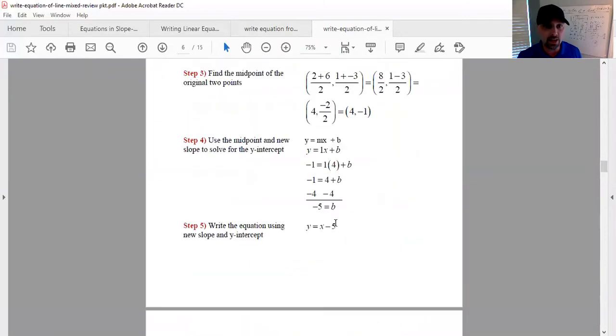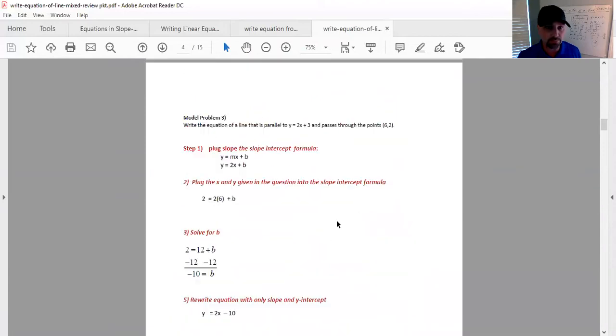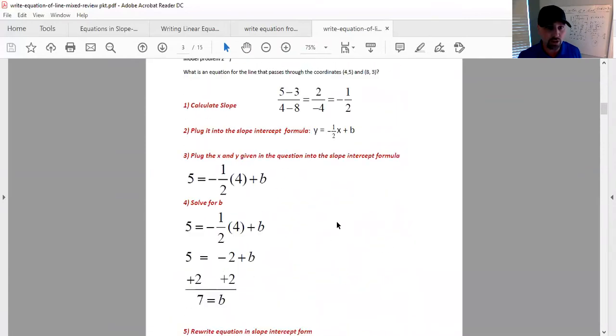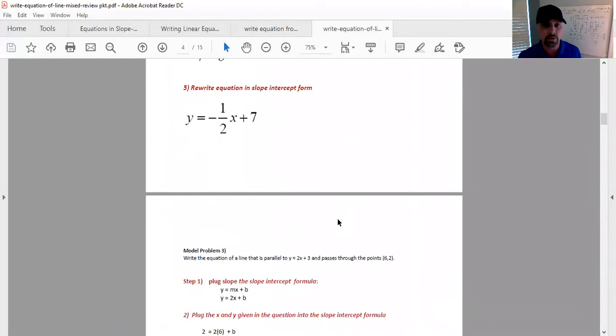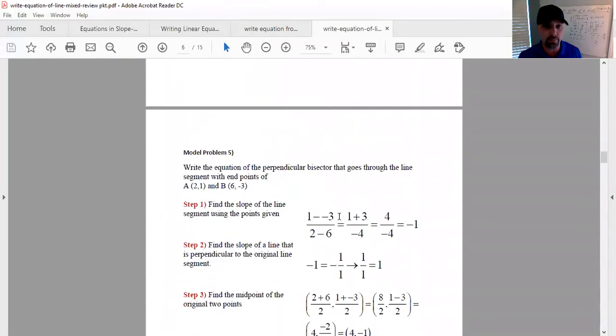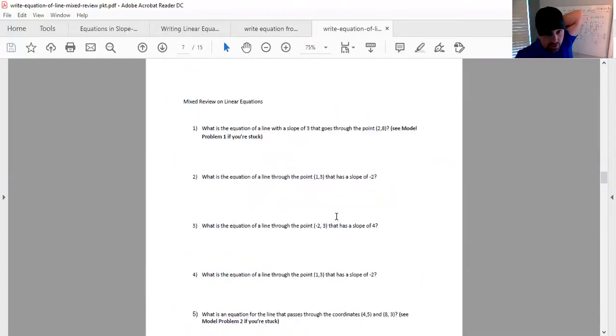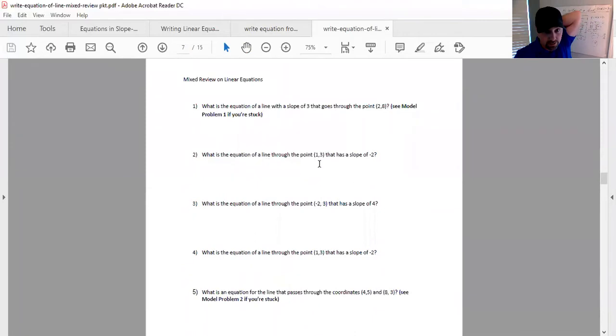But really, I think all you need to know is model problems 1 and 2. So you don't need 3, 4, or... Oh yeah, that's bisectors. Okay, so let's just look a little bit at this.